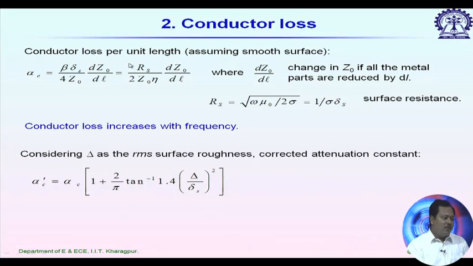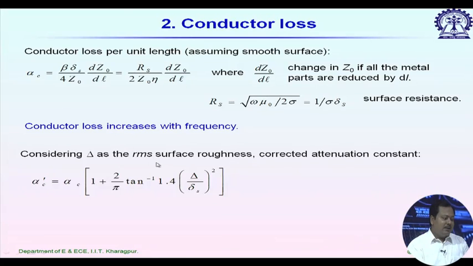Now, when we calculate alpha c using this formula, we made one important assumption. What is that assumption? That the metal surface is smooth. So, there is no roughness on the metal surface, but if we look at a practical metal surface, it has some roughness. Due to this roughness, loss further increases. So, we have one more closed form expression, which is given below.